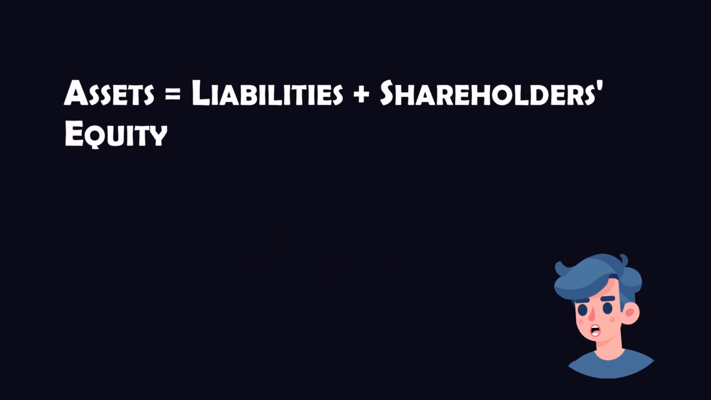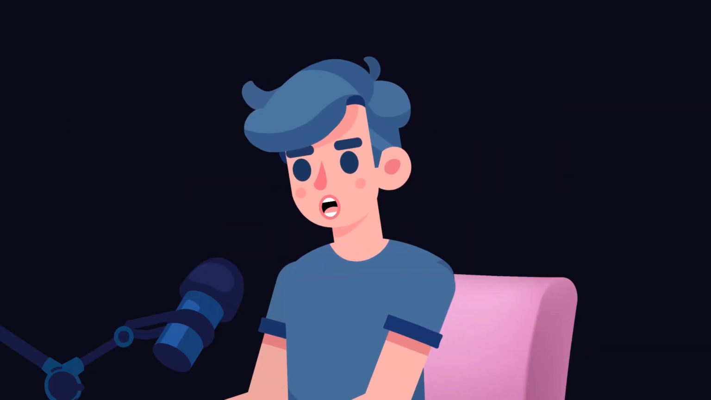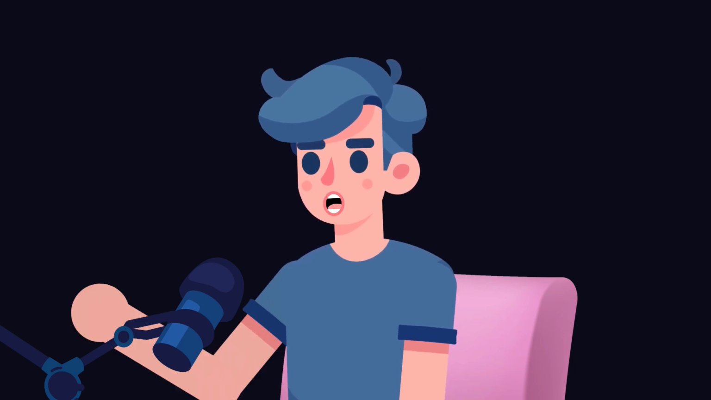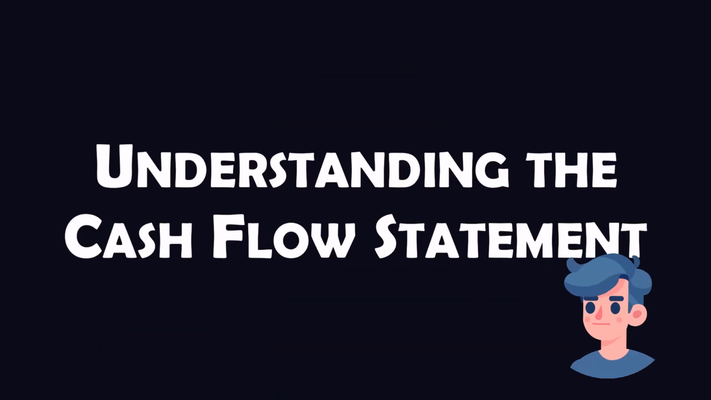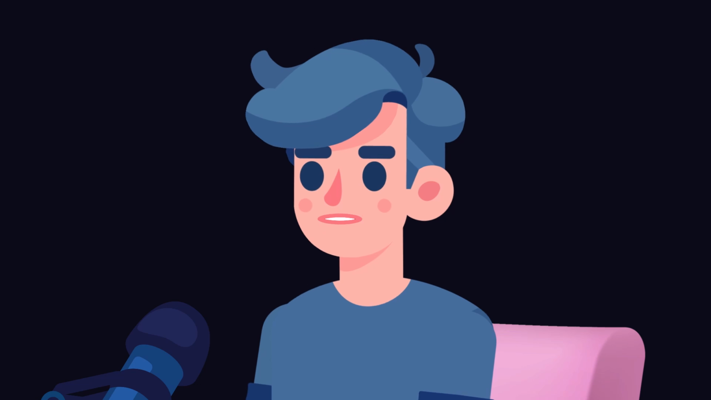Next, we move on to the balance sheet, which provides a snapshot of a company's assets, liabilities, and shareholders' equity at a specific point in time. It follows the accounting equation. For example, if Company Y has total assets worth $500 million and liabilities worth $300 million, the shareholders' equity will be $200 million.